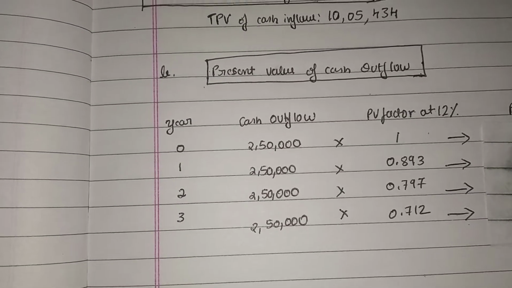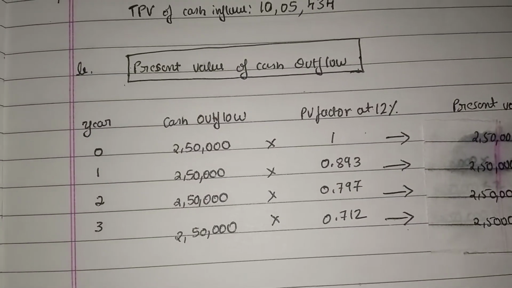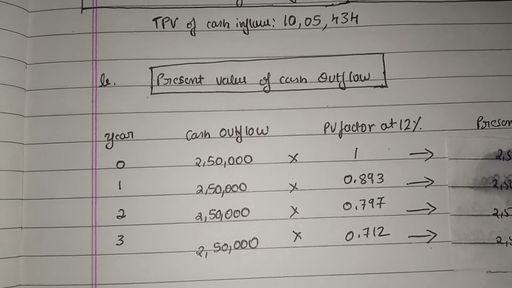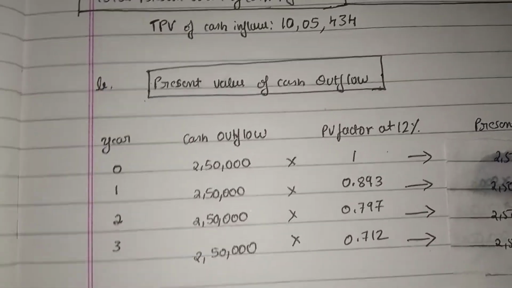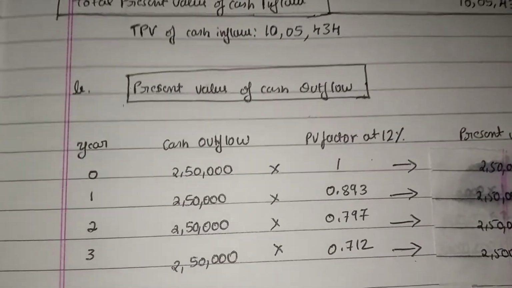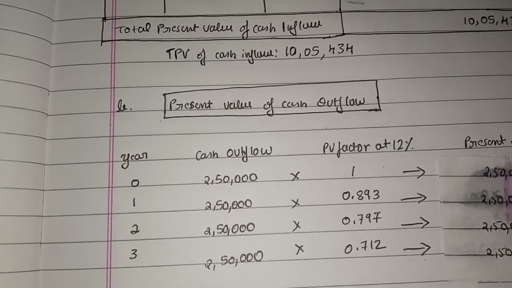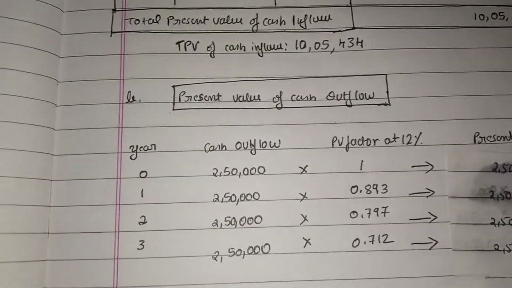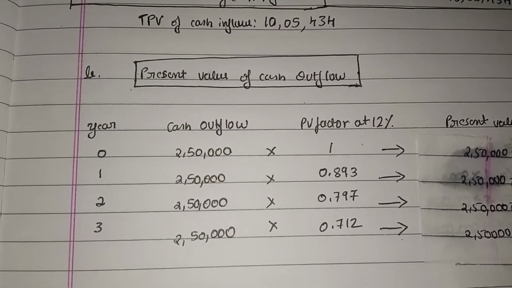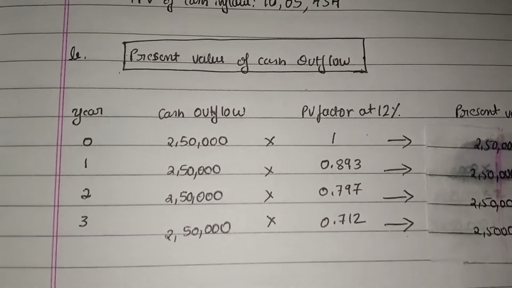Cash outflow is the same, that is 2,50,000. If we observe PV factor, when you want to calculate PV factor at year 0, generally it would be 1. Keep that in your mind. The PV factor for the year 0 would always be 1. It is like a formula, just keep it in your mind. Generally for year 0, PV factor is 1. Remaining 1, 2, 3 you can calculate.